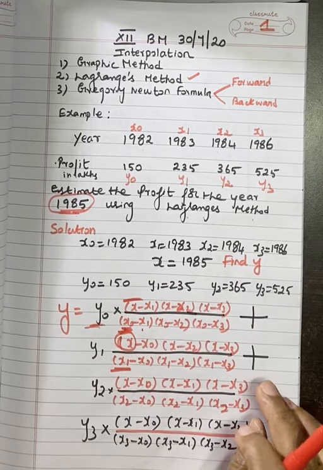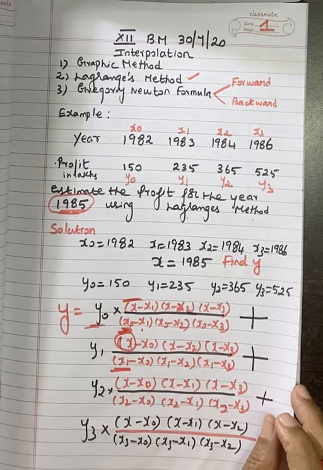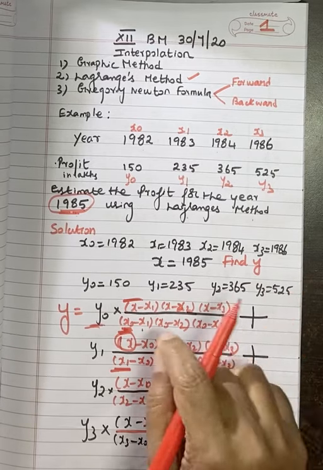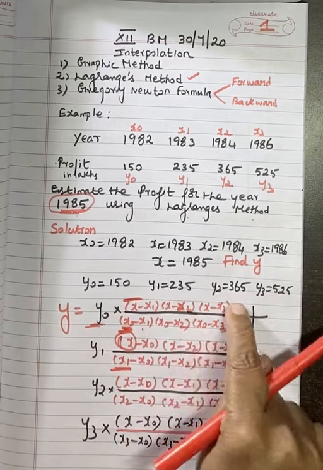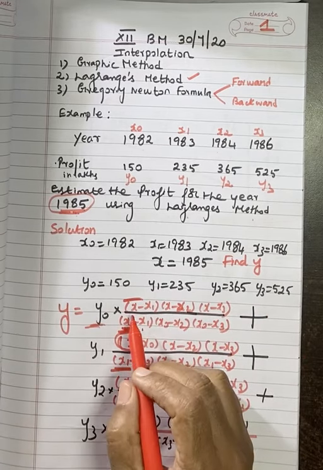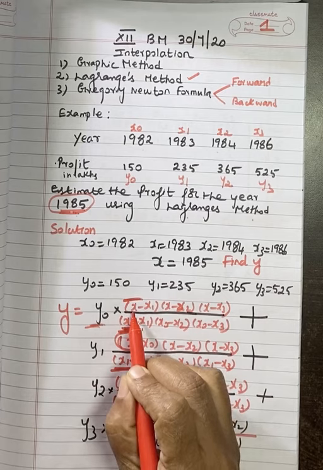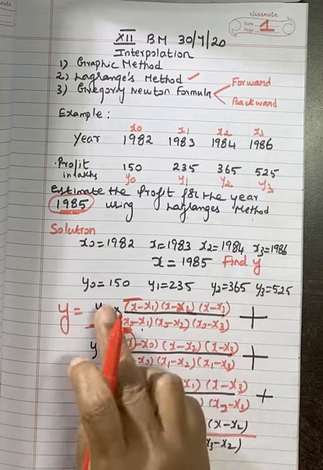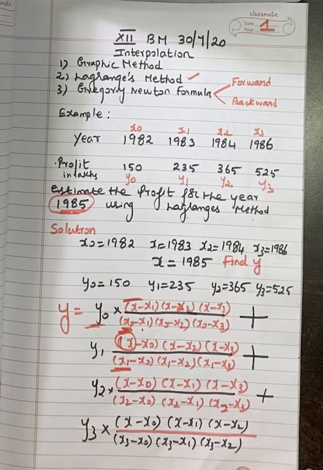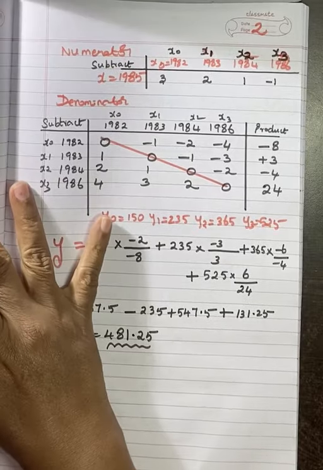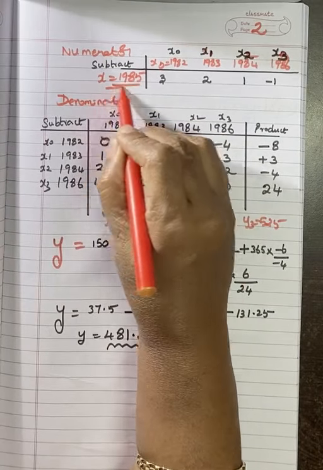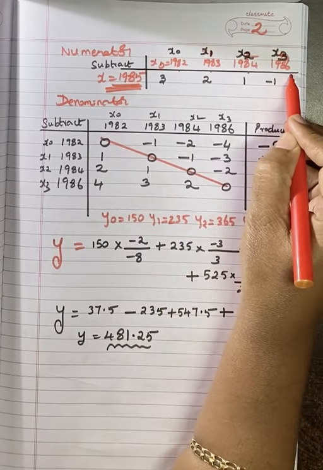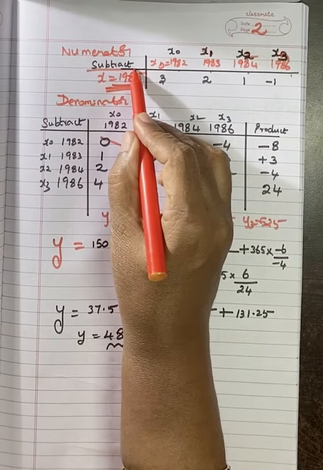Now we have to substitute these values. For substitution also we have a very short method. Always try to use that. Otherwise, if you continuously write the numbers, and you lose one number or one sign, the whole answer goes wrong. So to find the numerator, see what the numerators are. All the X values are subtracted from X. So for the numerator, I write X is 1985, this is X0, this is X1, this is X2, this is X3. I am going to subtract.